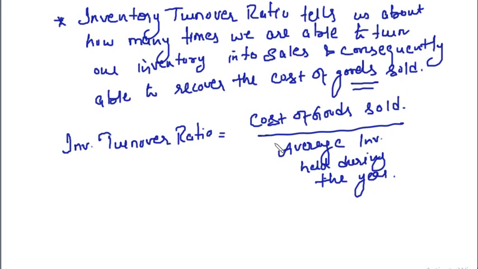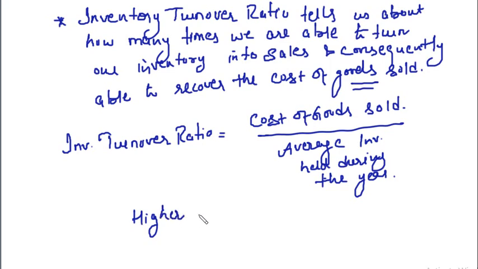If this average inventory is low, that means you have recovered more of cost. That means you have sold your product and recovered your cost. If cost of goods sold is less, average inventory will be high. That means you haven't been able to sell your product, and your cost of goods sold is low. So higher the ratio, better it is. Because if you are selling the product, only then your cost recovered of the goods sold will be high and your average inventory held during the year will be low. Right?